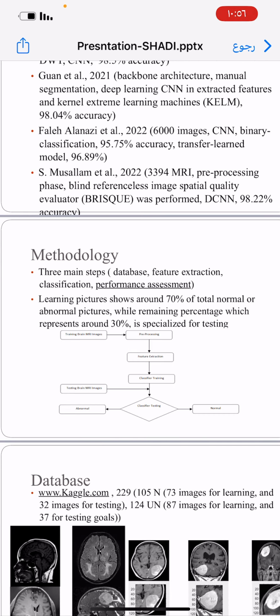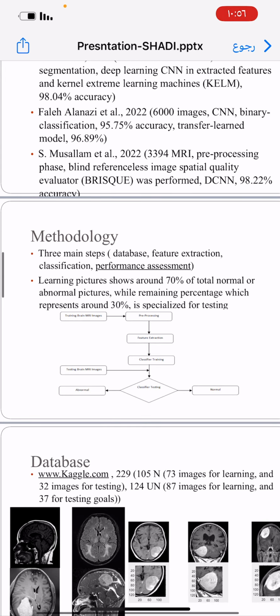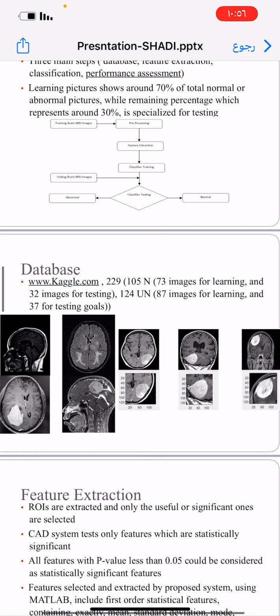The database should be divided at around 70 to 80 percent. We divided it so that 70% of the total normal images are taken for training the system, and testing will be done on 30%. This is an example. From Kaggle.com, we took around 230 brain images. 105 were normal ones, with around 73 images for learning and 32 for testing. As I mentioned, 70% by 30%.